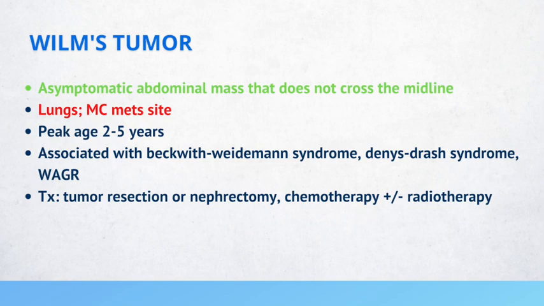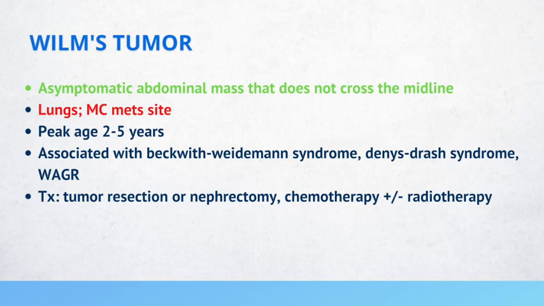In order to treat these patients, you want to do a tumor resection or nephrectomy, and also it might be required that you do chemotherapy and radiation therapy. The USMLE likes to present a scenario of a healthy 4-year-old that is generally just asymptomatic, but their parent was bathing or showering them and then they felt this mass. And on physical exam, there is a palpable painless abdominal mass that does not cross the midline.